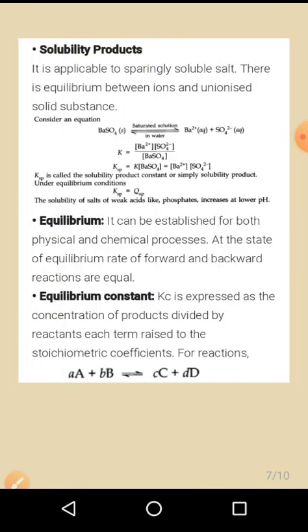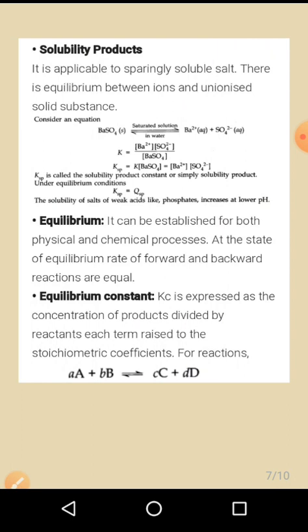Acidic buffer, weak acid and its salts with a strong base are known as the acidic buffer. pH is less than 7. Example, CH3COOH, CH3COONa, HCl, etc. Basic buffer, for basic the pH must be greater than 7. NH4Cl, NH4OH, etc.